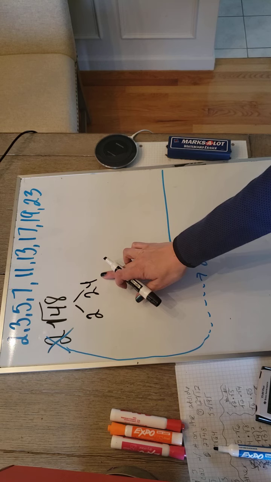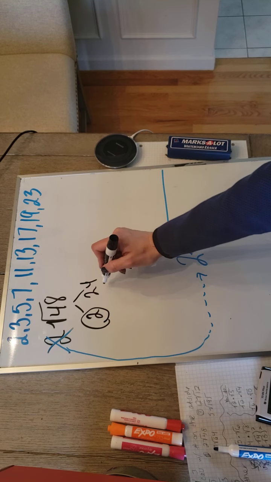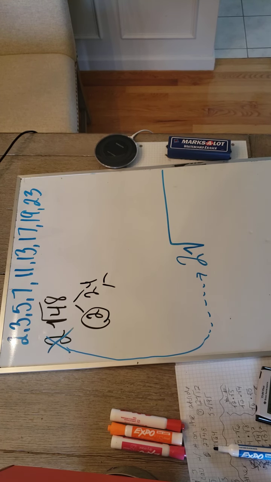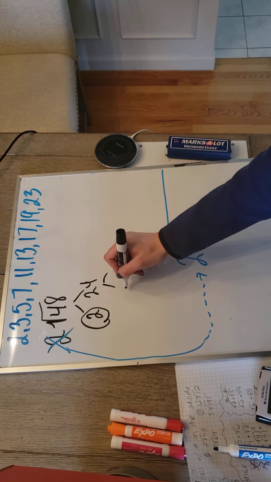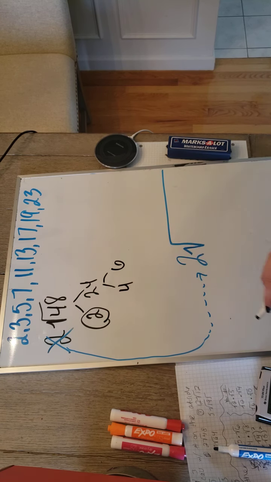Are either of those prime? 2 is, so circle it. What times what is 24? You have a ton of options. I'm going to pick 4 and 6.